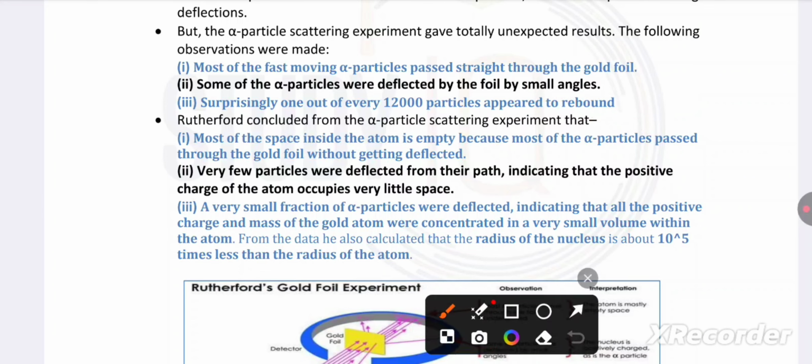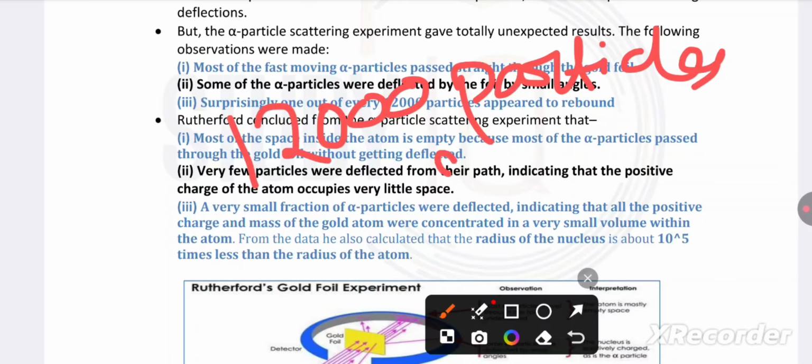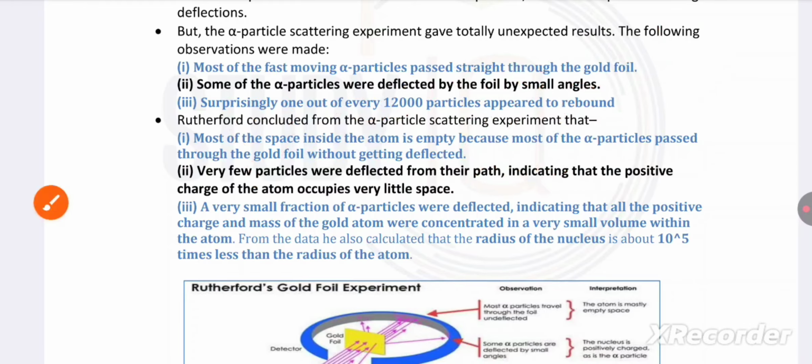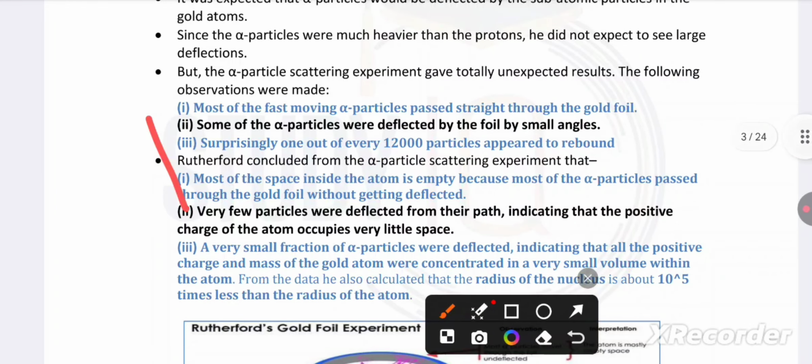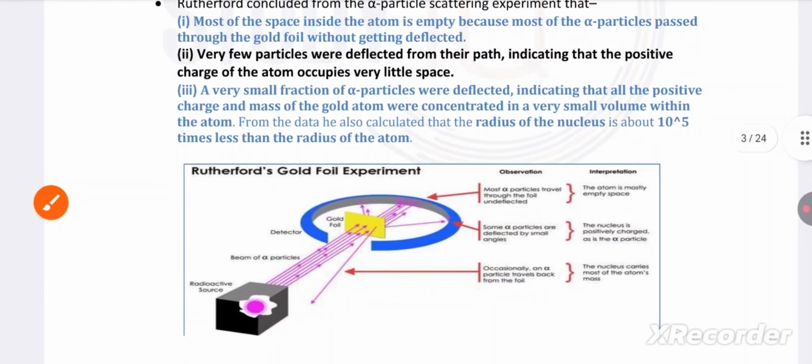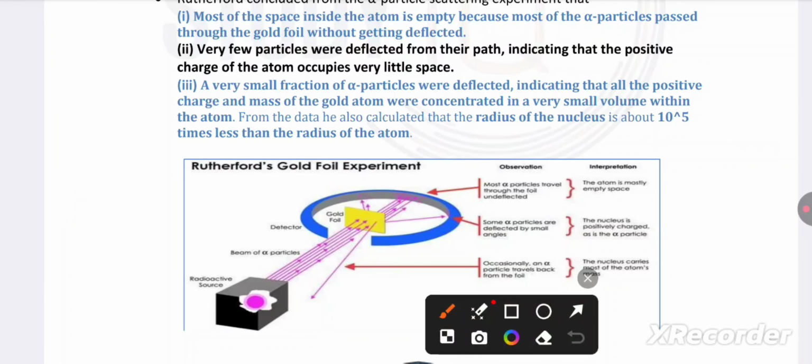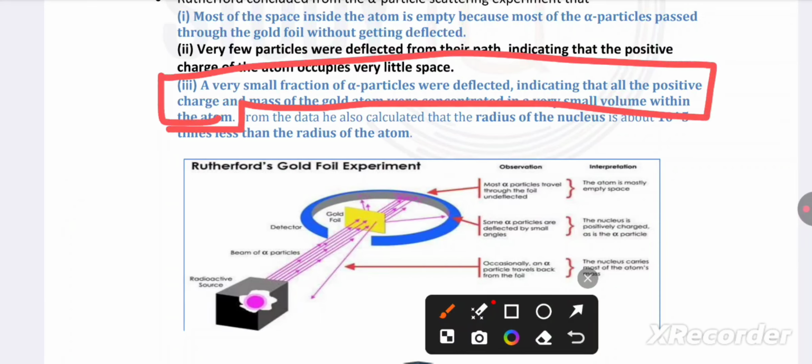Surprisingly, out of 12,000 alpha particles, only one was deflected. A very small fraction of alpha particles were deflected, indicating that all the positive charge and mass of the gold atom were concentrated in a very small volume within the atom. All the positive charge is contained in a very small space in the atom.